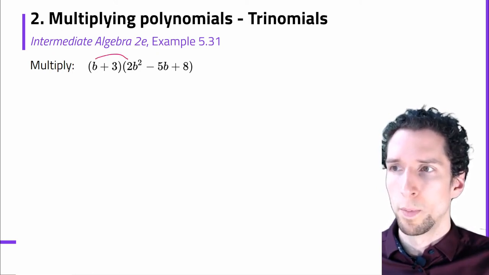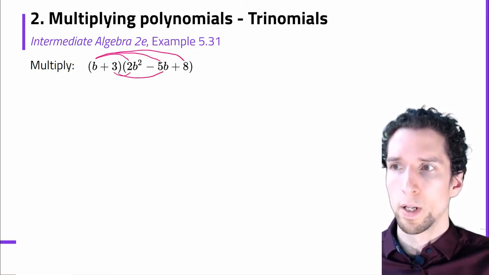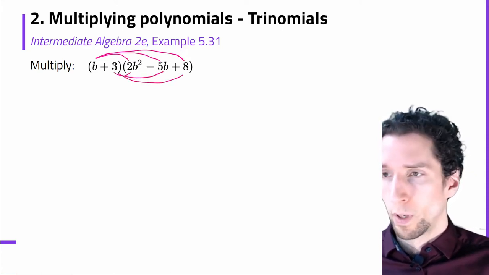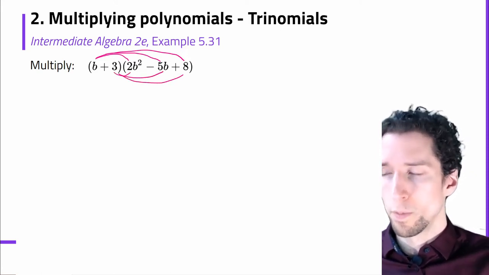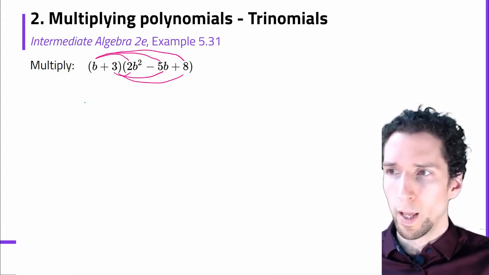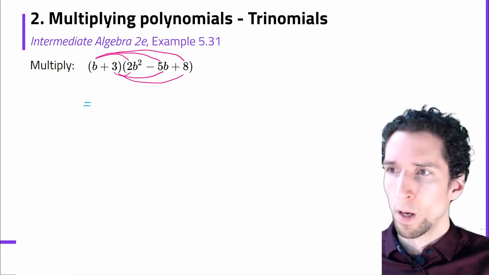So this b times this, and b times that, and b times that, and then 3 times that, 3 times that, 3 times that. So we will have 6 terms when we first multiply, and then we'll simplify, and we'll probably have fewer terms, but we'll see what happens.